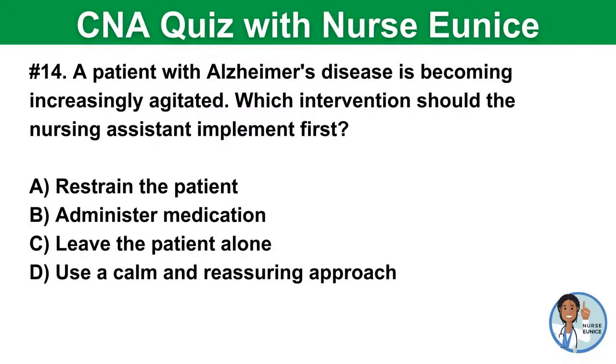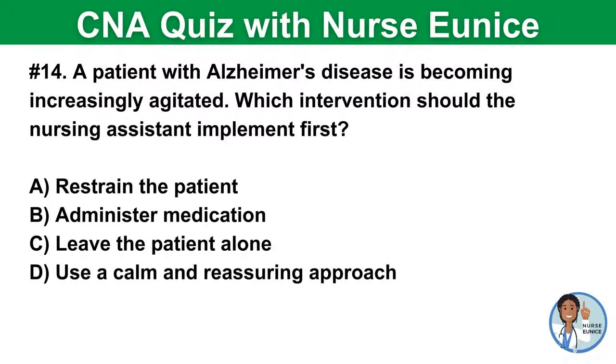Number 14, a patient with Alzheimer's disease is becoming increasingly agitated. Which intervention should the nursing assistant implement first? Do we want to restrain the patient, administer medication, leave the patient alone, or use a calm and reassuring approach? They're becoming agitated. What do you want to do?